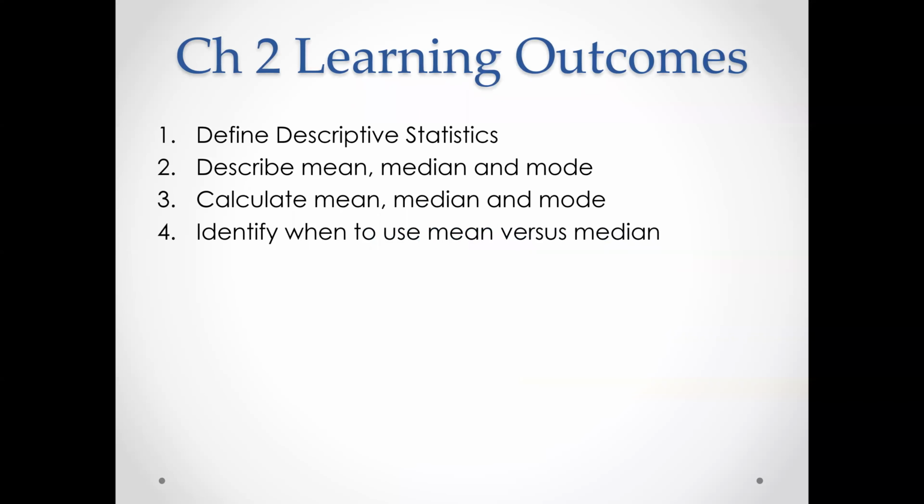So, the learning outcomes for Chapter 2 are to: 1. Define what descriptive statistics are. 2. Describe the mean, median, and mode. 3. Calculate the mean, median, and mode. And 4, to identify when to use a mean versus the median. So let's begin.